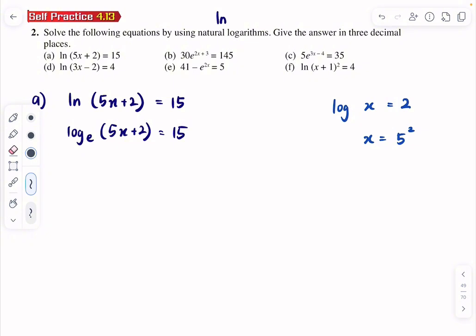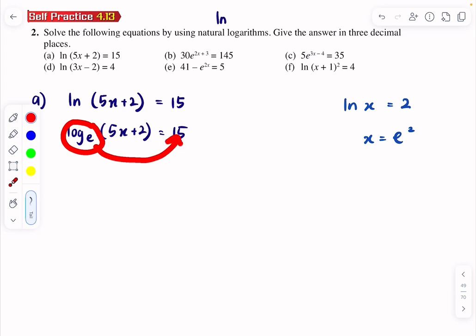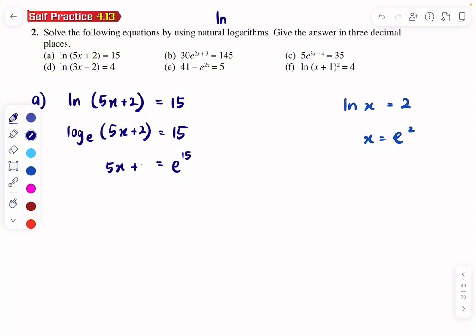So if we have log base e, when log base e moves up there, it will become e power 2. So instead of writing log base e, they like to write it as ln. If you're confused, what we can do is write it as log base e, because we are used to seeing log. So log base e, you move there, it becomes e power 15. So 5x + 2 is e power 15.